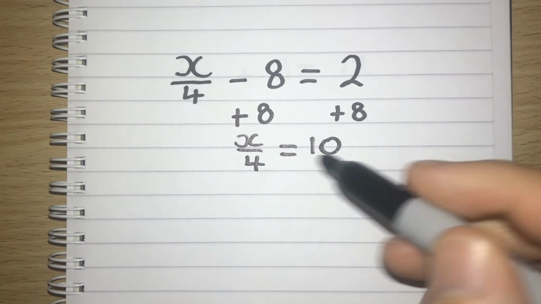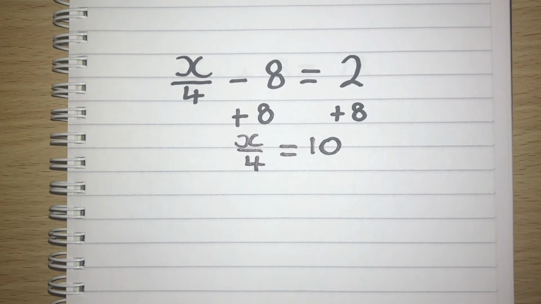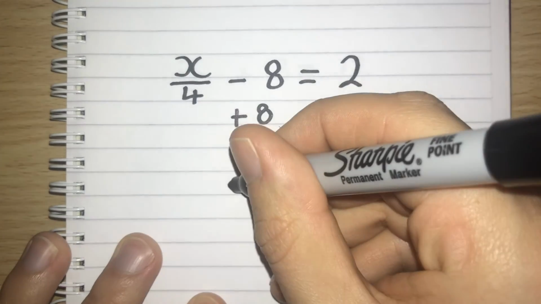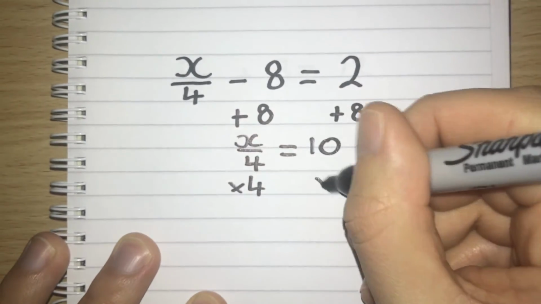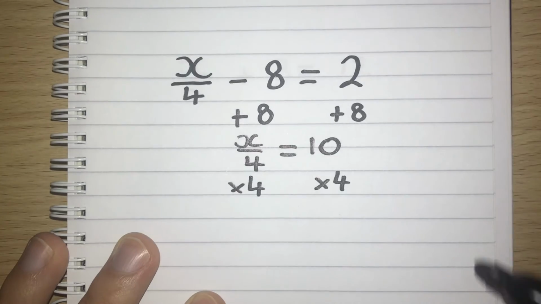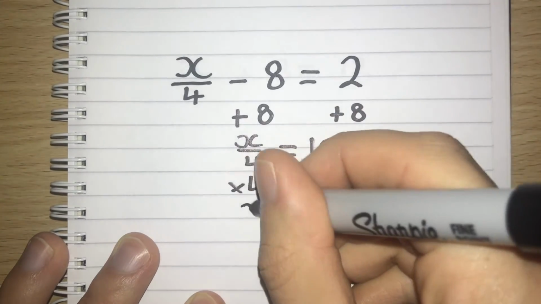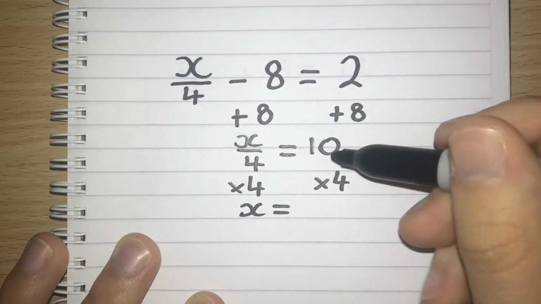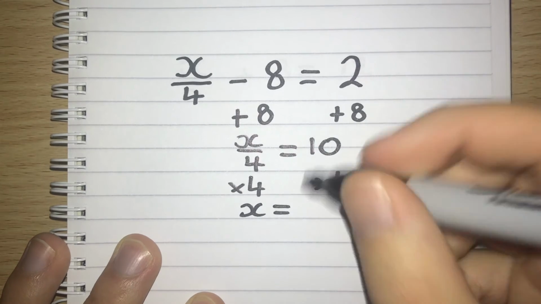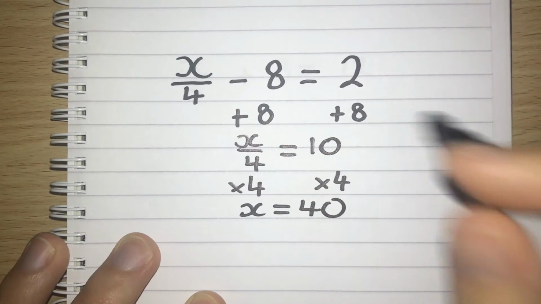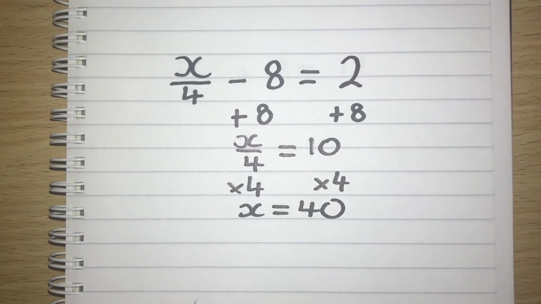Now we've got x over 4 equals 10, or x divided by 4 equals 10. So we've got to undo this divide by 4, and to do that we need to multiply by 4. So multiplying by 4 on the left just gives us x. And on the right, we've got 10 multiplied by 4, which will give us 40. So our answer for this equation, x is going to be equal to 40.